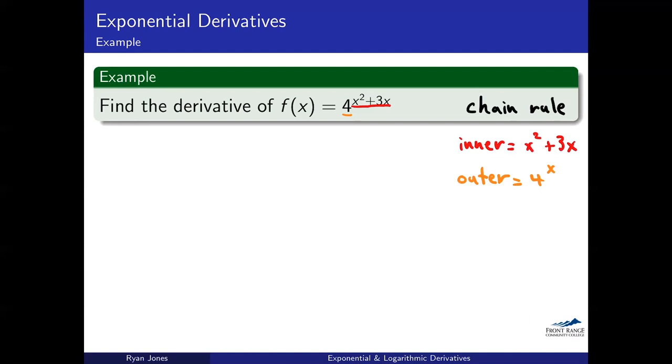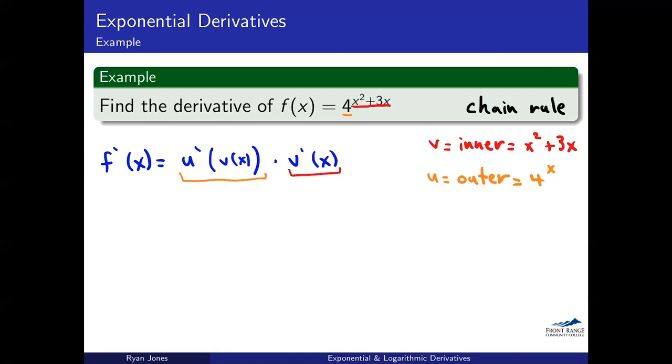So when I do my chain rule, remember that I have f prime is equal to u prime of v multiplied by v prime, and let me go ahead and label these. u is my outer, and v is my inner. So it's just the outer derivative with the inner left alone, and I'm multiplying that by the inner derivative.